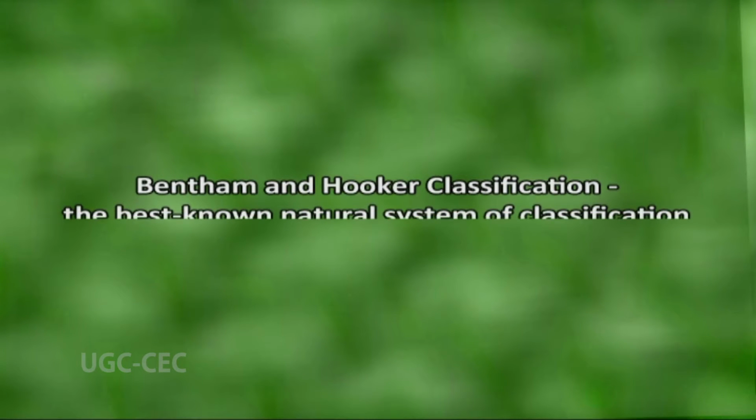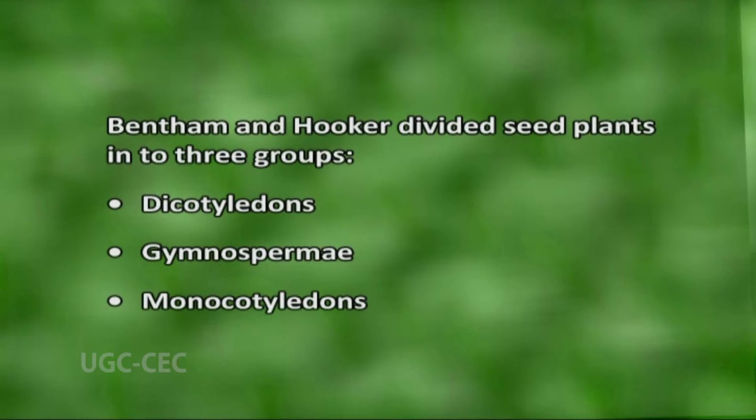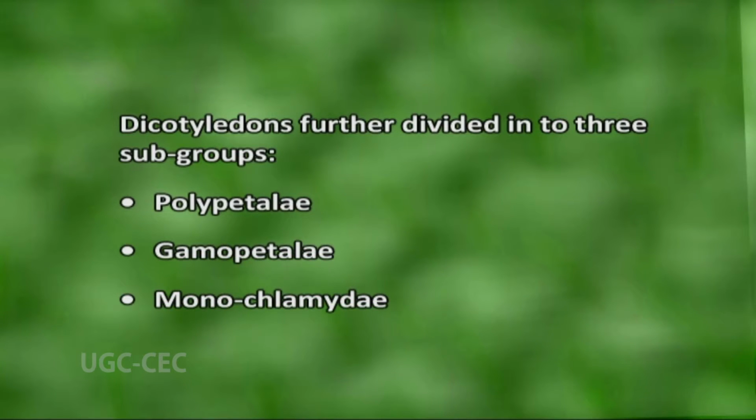Thus, the larger the number of characters shared by different taxa, the more closely related they are to each other. This is the basis of modern classification. The best known natural system of classification is that of Bentham and Hooker. They divided seed plants into three groups: dicotyledons, gymnosperms, and monocotyledons. Dicotyledons were further divided into three subgroups: polypetalae, gamopetalae, and monochlamydeae.